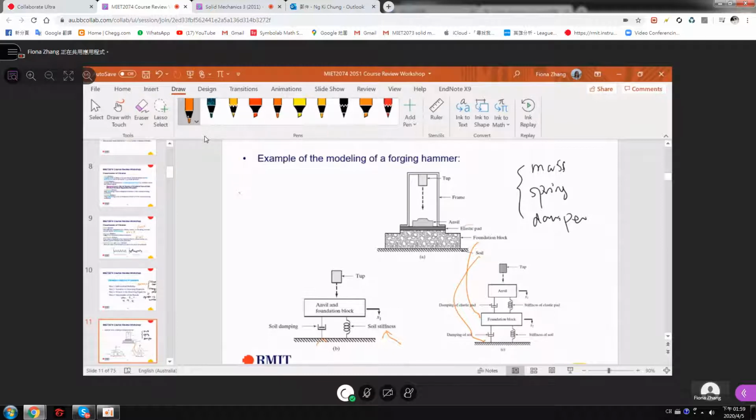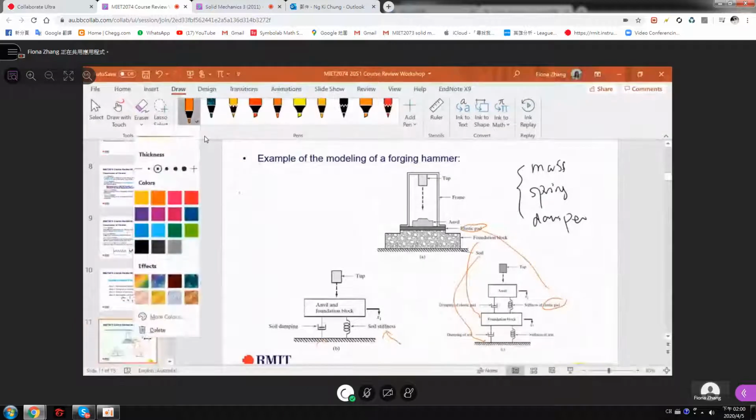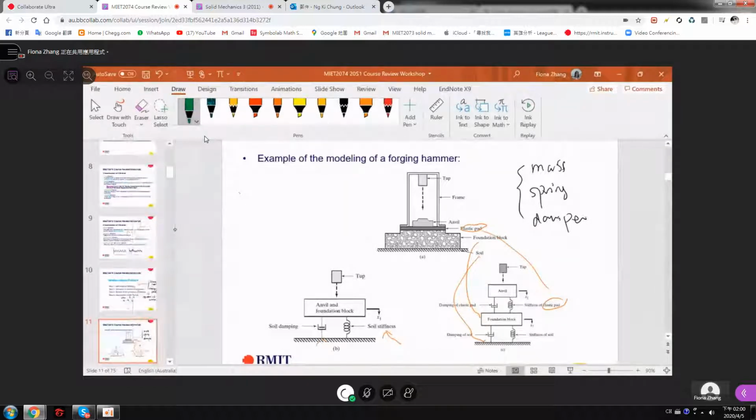As you can see here, elastic pad means elasticity, right? Because it has elasticity, it has its own inherent damping and stiffness. Also here the anvil itself is a rigid block, a mass. So these are two masses, the anvil and the foundation block. The stiffness and damping come from the elastic pad and the soil. Okay.